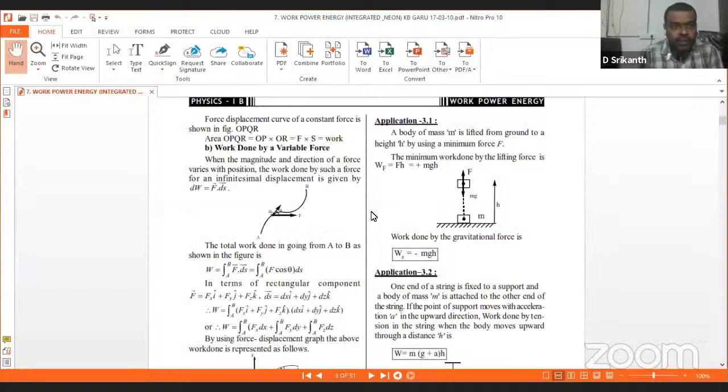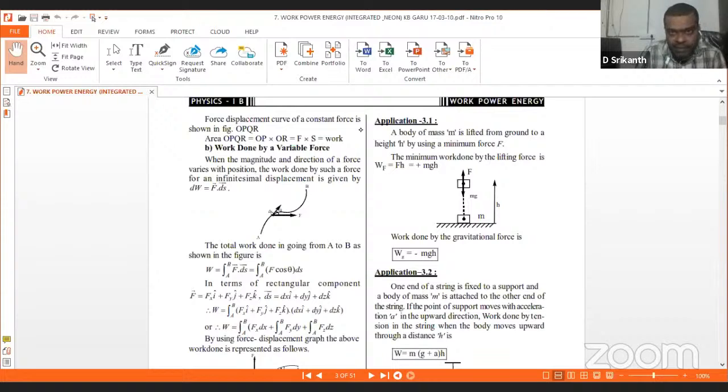Hello. In the last class, we discussed the definitions of work and work done due to the frictional force, work done due to gravity, and work done due to the applied force. Today we are going to discuss the applications of work done.